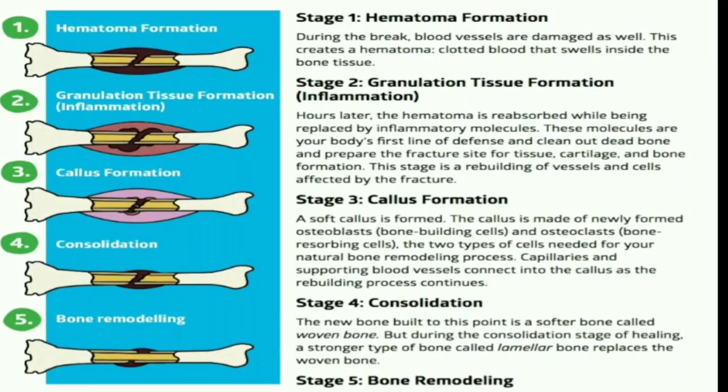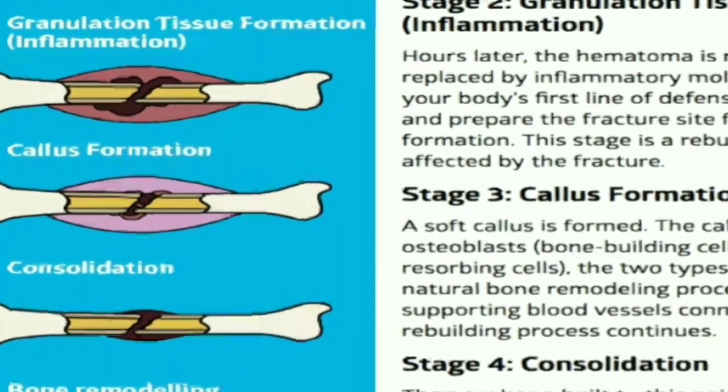The third stage is callus formation. A soft callus is formed. The callus is made of newly formed osteoblasts and osteoclasts, the two types of cell needed for your natural bone remodeling process. Capillaries and supporting blood vessels connect into the callus as the rebuilding process continues. Here you can see the image.